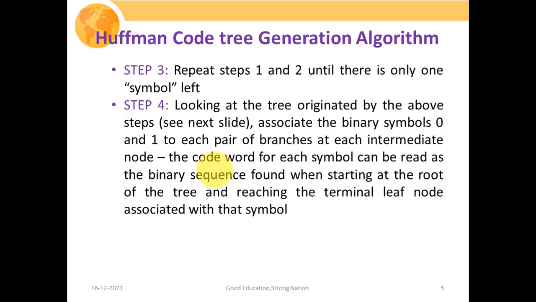So how are we going to do it? Let us understand it with a simple example so that the whole procedure, all the 4 steps, will be clear to us. That is how we are going to create the Huffman code for a given discrete memoryless source.